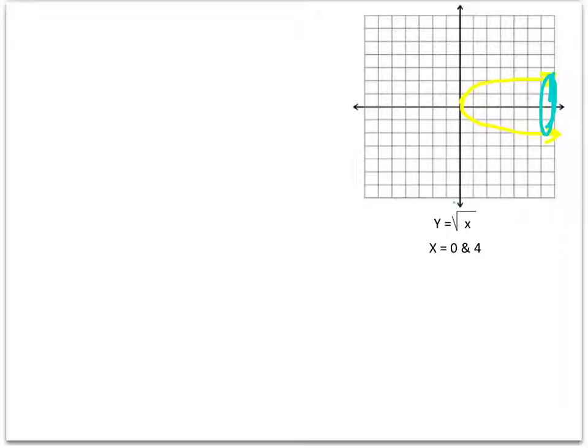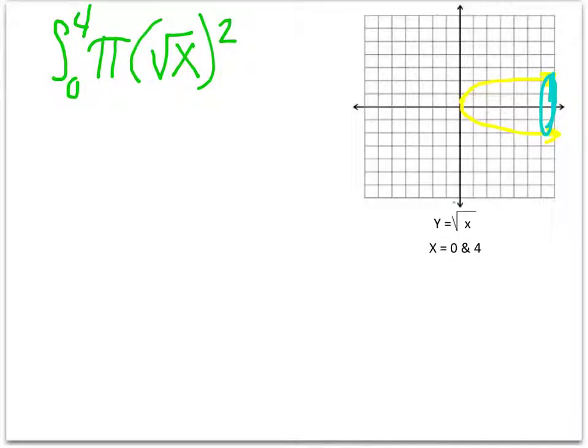So setting up our equation, we have the integral between 0 and 4 of pi times the circle radius, which in this case is the equation y equals square root of x. So square root of x squared. We can pull out the pi between 0 and 4, and if you know from algebra that a square root squared is just what's underneath the square root sign, so in this case it is just plain old x. So pretty easy to integrate.